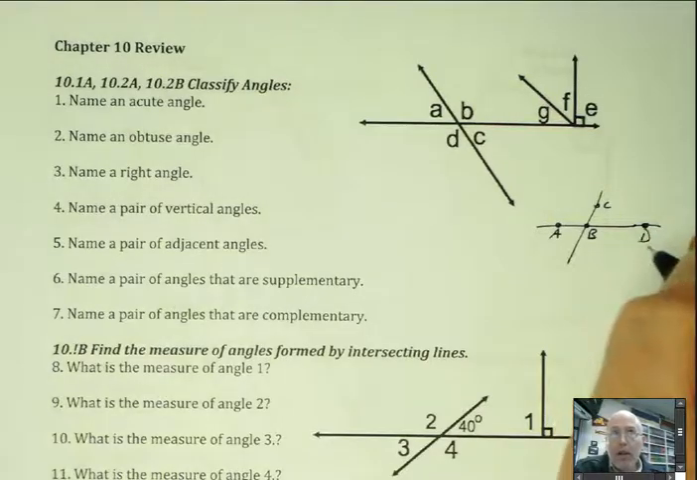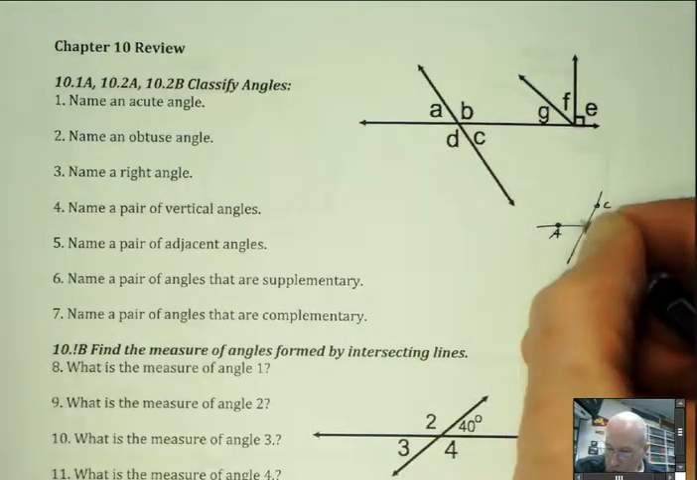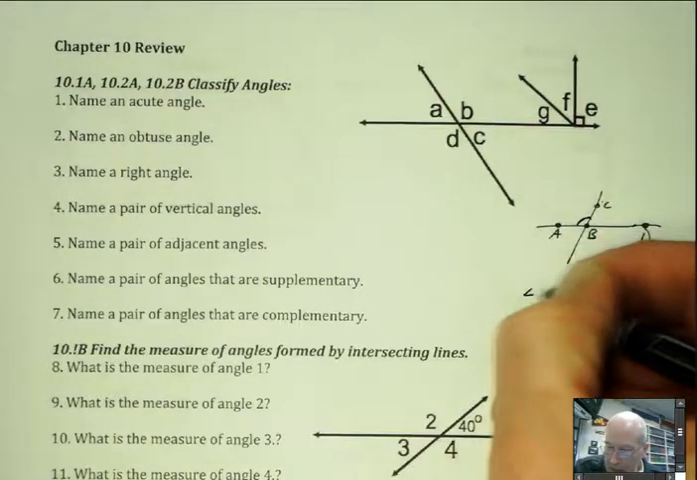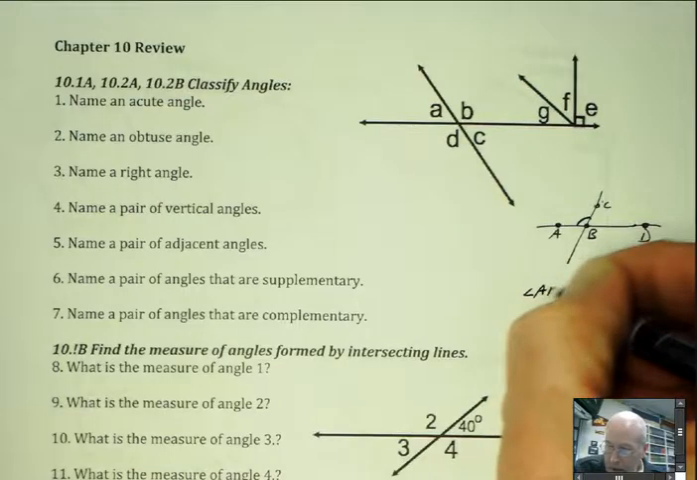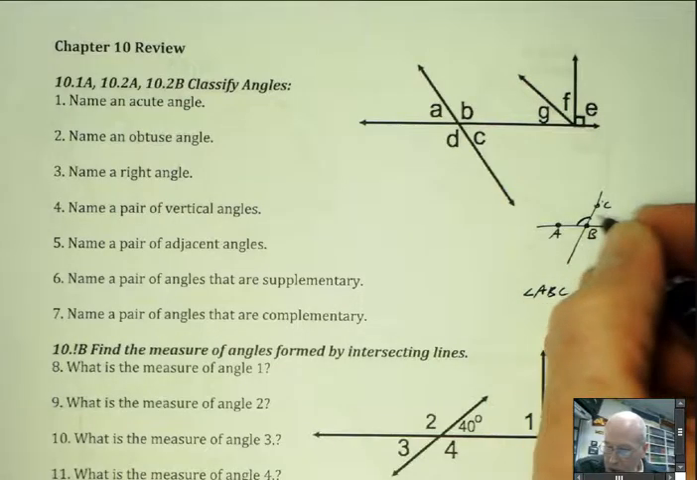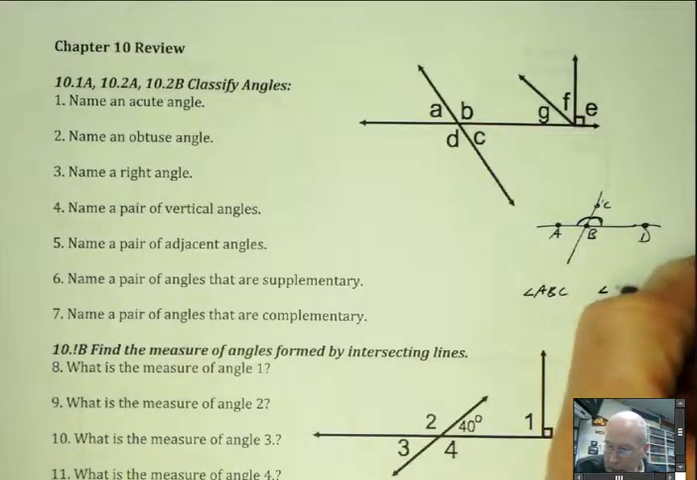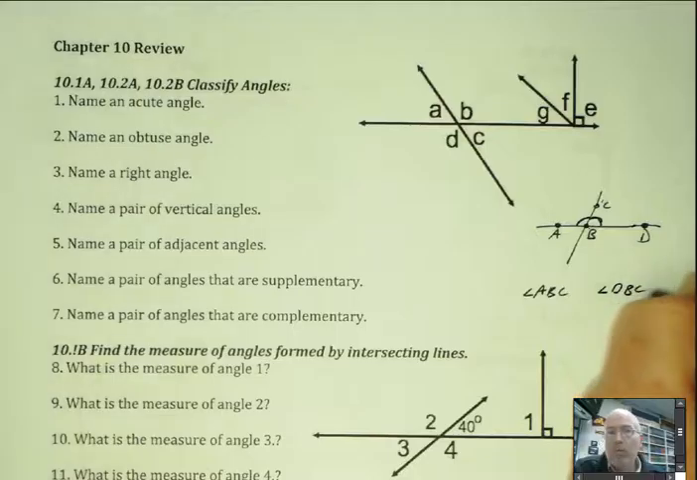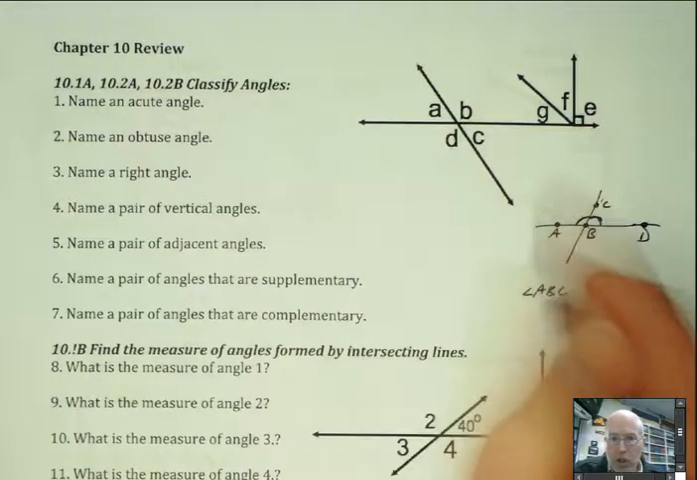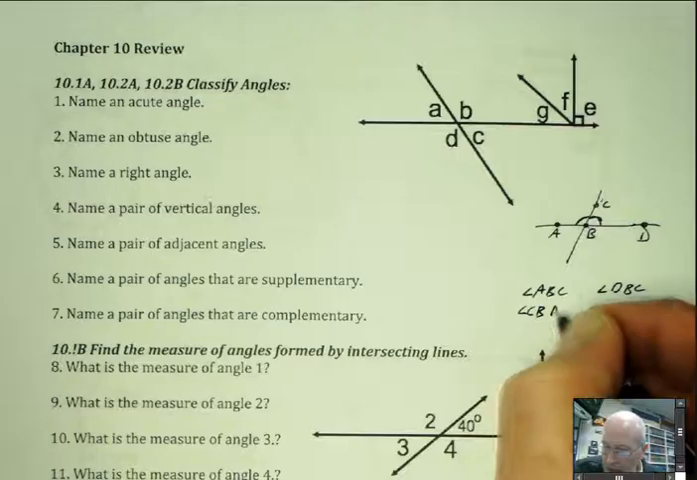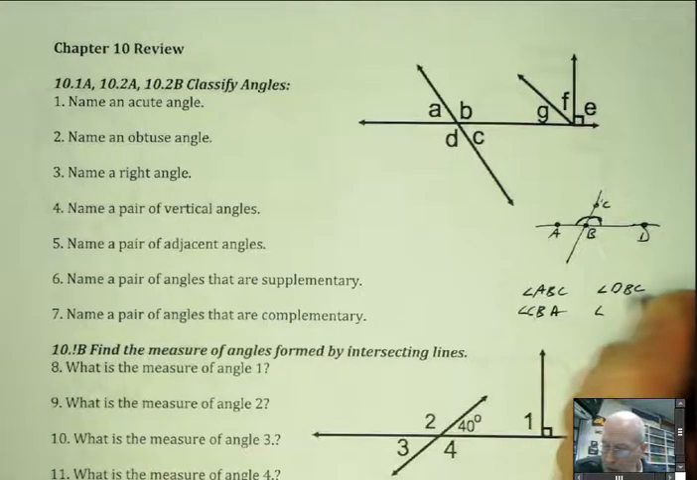Just want to let you know that I could call this angle right here angle A, B, C. I'd write it like this, angle ABC, and that would be an obtuse angle. I could call this little acute angle here angle DBC. And you can reverse the order of those letters too. You could call it angle CBA. You could call this one backwards, angle CBD.